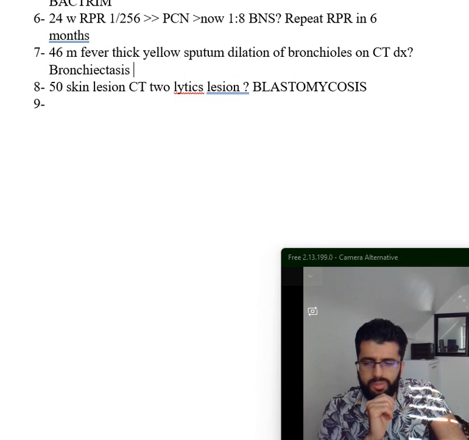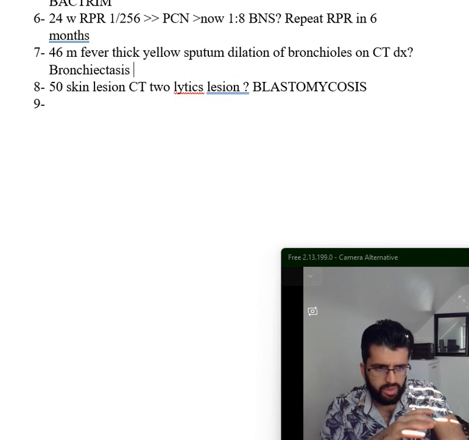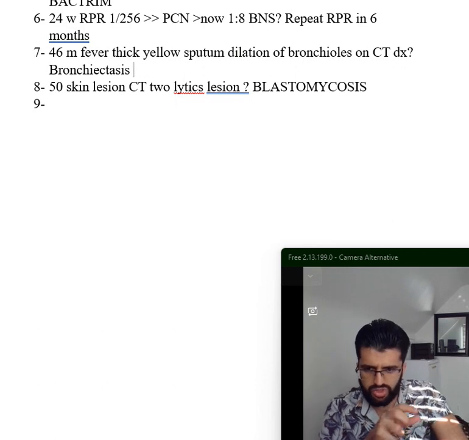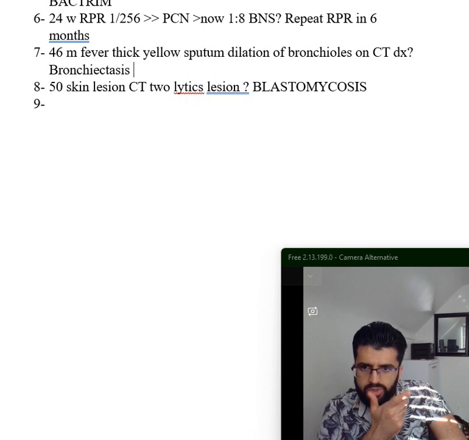Now, how about bronchiectasis? We talked about it in the pulmonary section as well. There is a dilation. You want to treat the underlying cause, test for immunoglobulins and replace if needed, and you have recurrent infections as well.